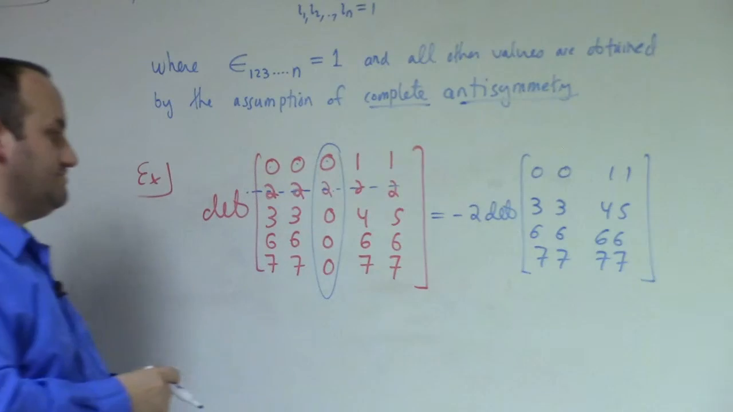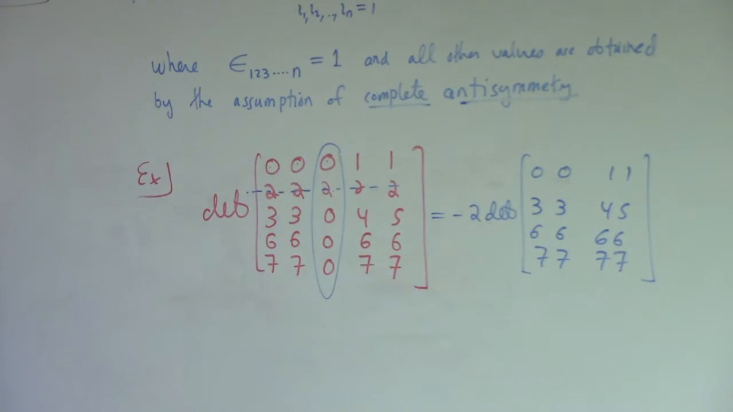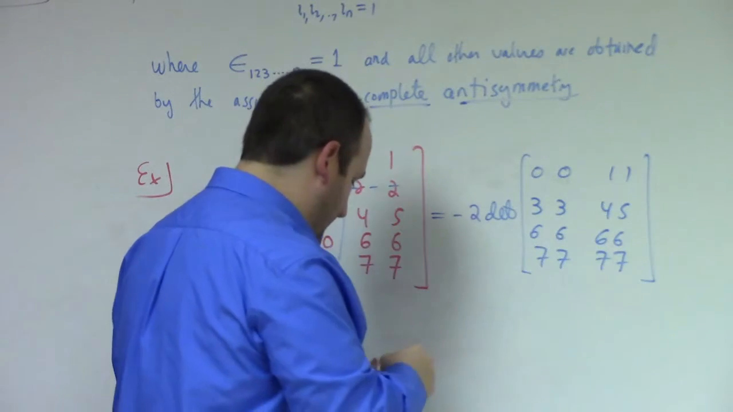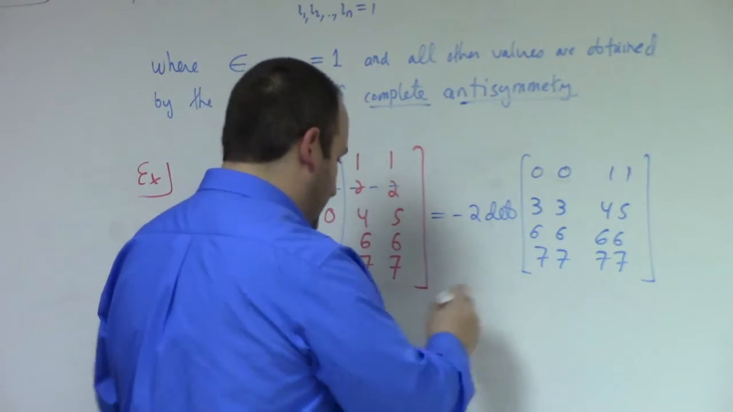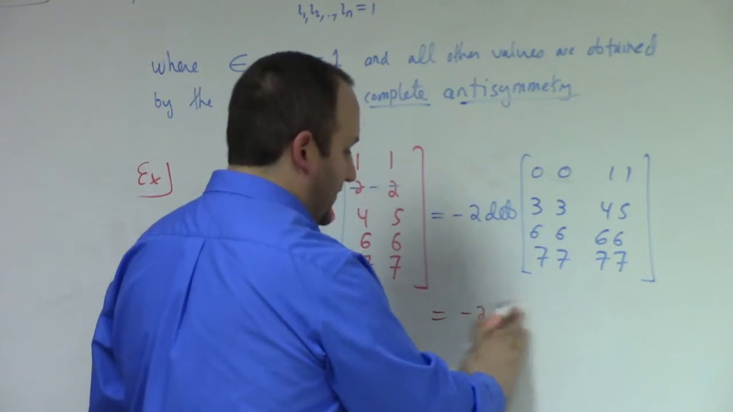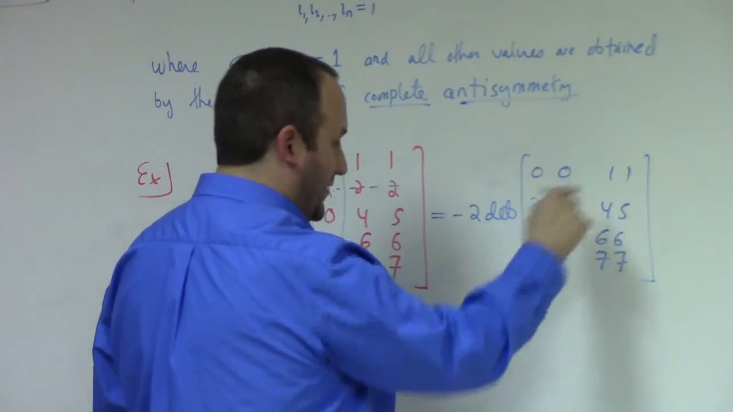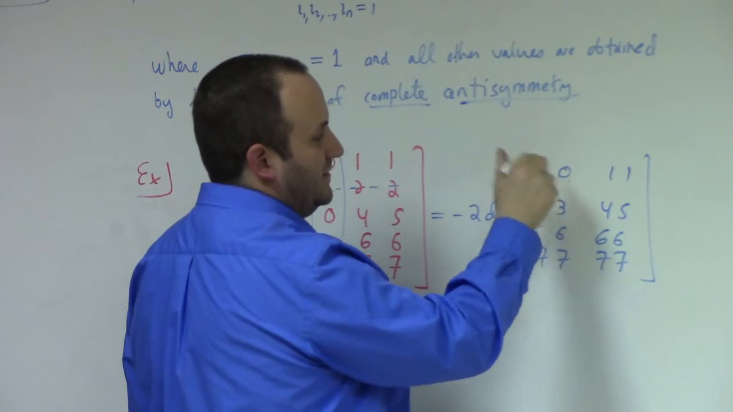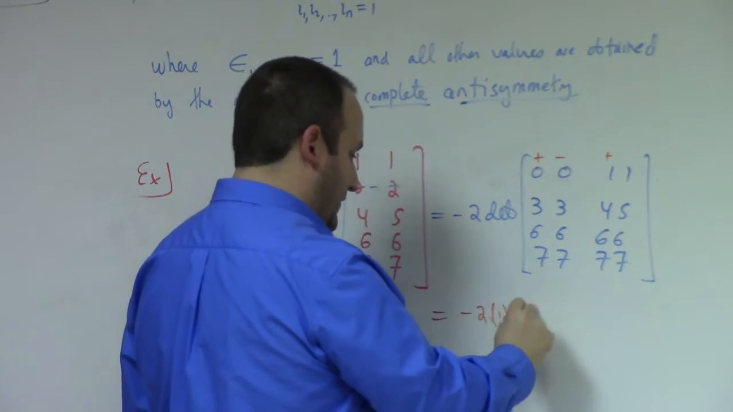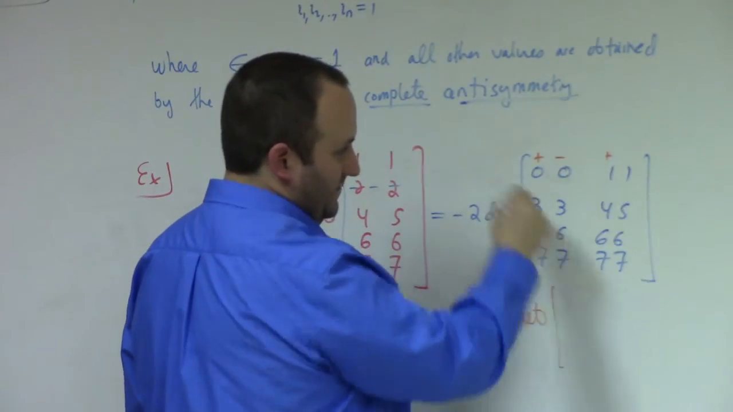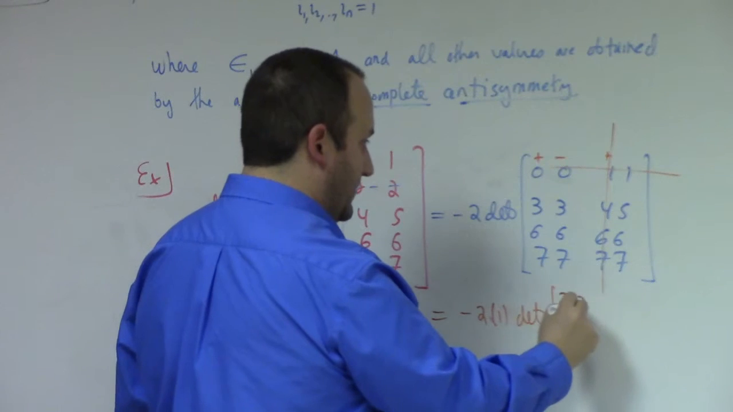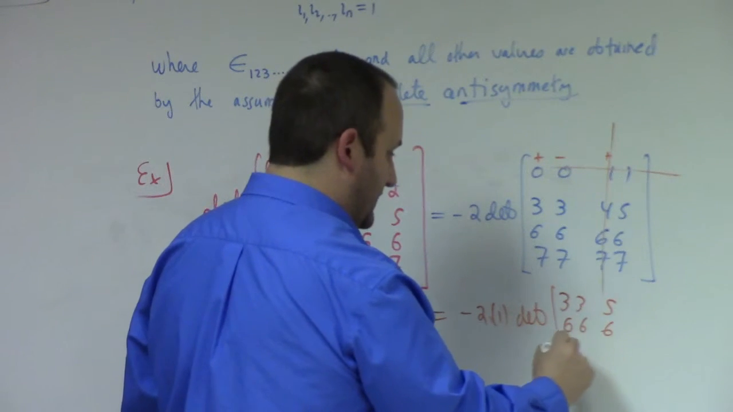Okay. And then you should probably focus on these ones, right? Expand on the top row. So that's equal to minus 2 times the determinant, minus 2 times 1. Well, excuse me, plus, minus, plus. Okay, so plus 1 times the determinant of everything that's not here and here, right? So that's 3, 3, 5, 6, 6, 6, 7, 7, 7.